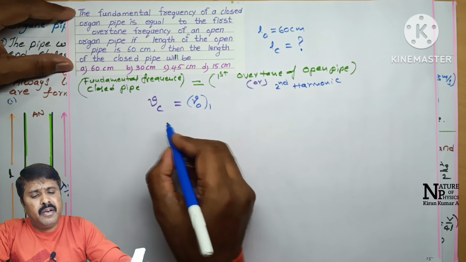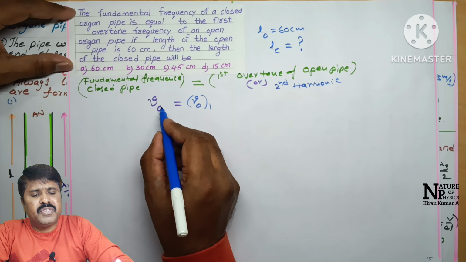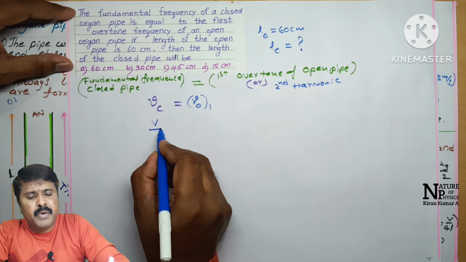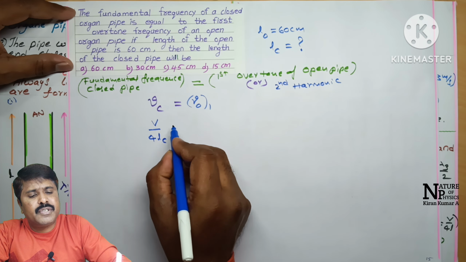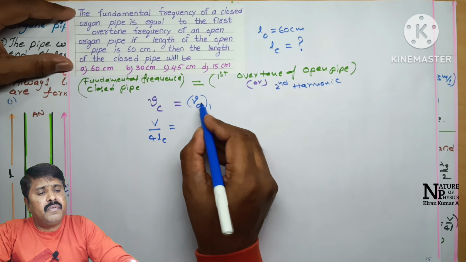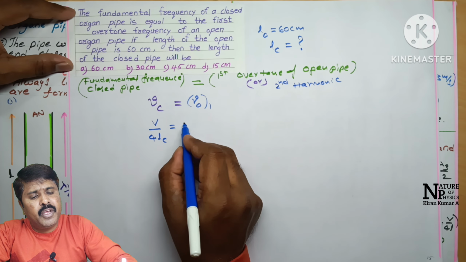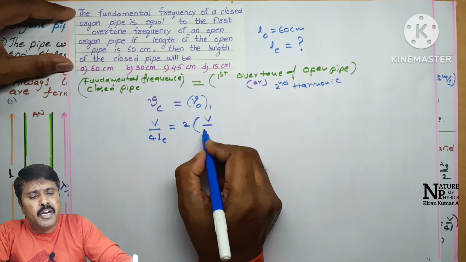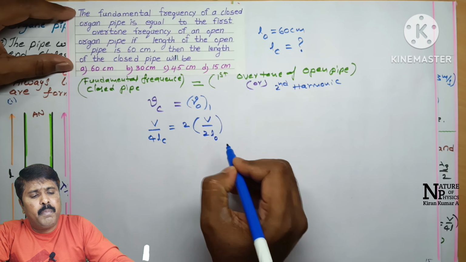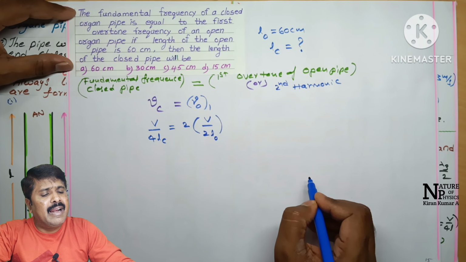Then continuing, the fundamental frequency of the closed pipe is V divided by 4LC, student, which equals the first overtone of the open pipe, that is the second harmonic, 2 into V divided by 2L. The open organ pipe length is LO.